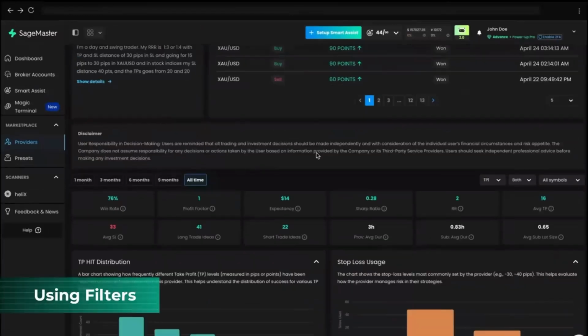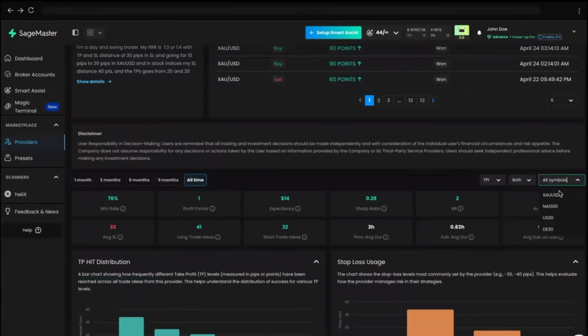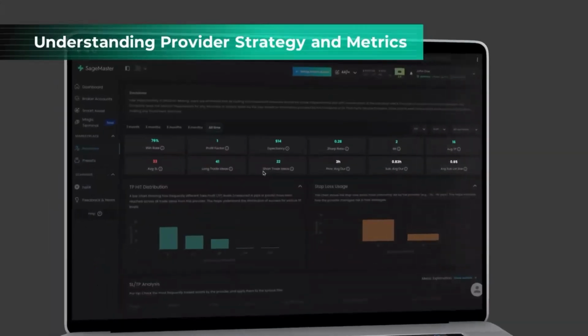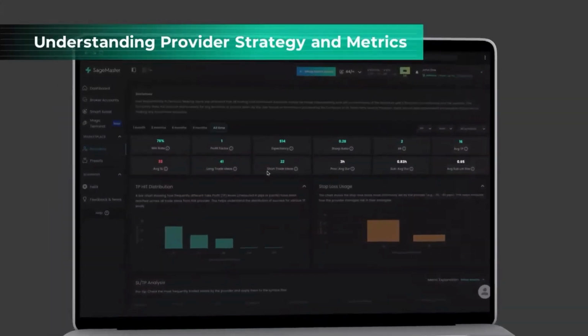Use the filters panel to refine results by time, TP level, trade direction, or symbol. The dashboard updates instantly as you apply filters. These simulated metrics show how the provider's past trade ideas stack up against standard Forex trading benchmarks.